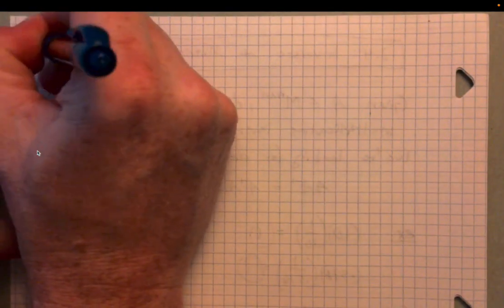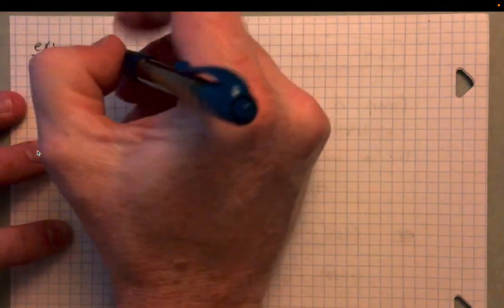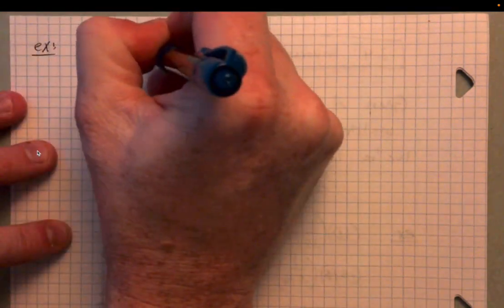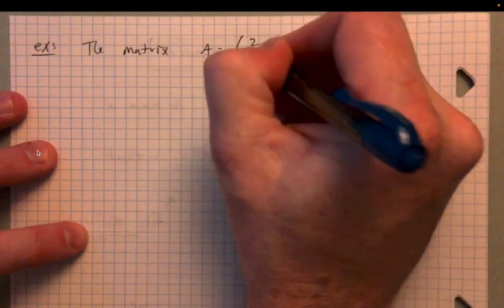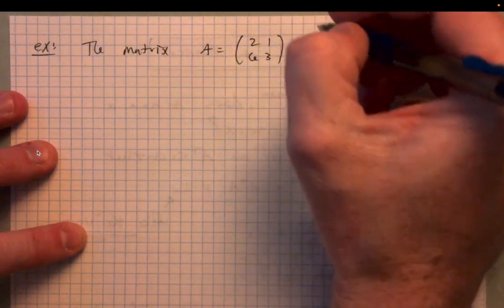Now, not every square matrix has an inverse. Most do, but not every one. Here's an example of a matrix that does not have an inverse. The matrix A equals 2, 1, 6, 3 has no inverse.